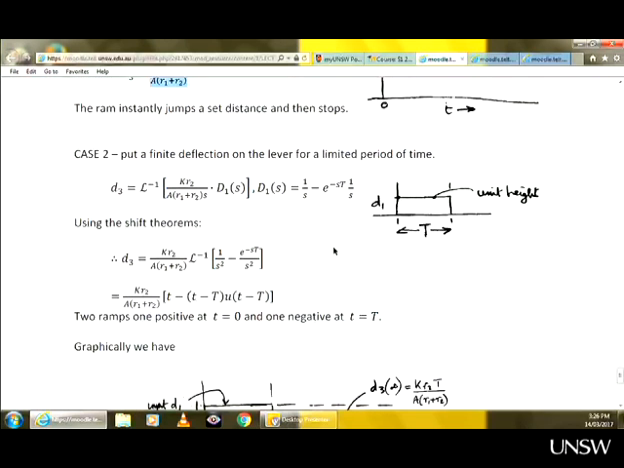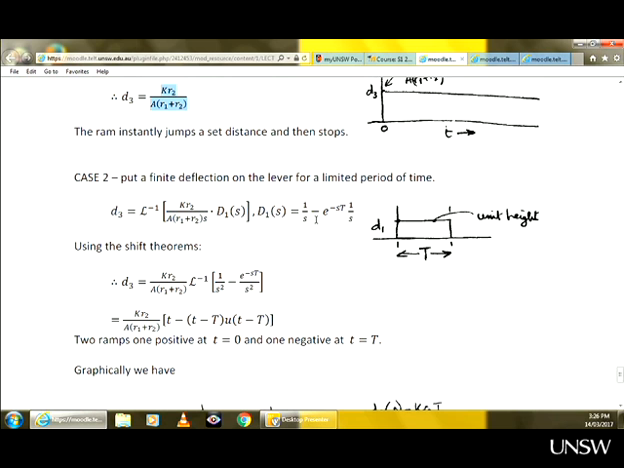Let's now consider a slightly different input. We call it a couple. So when you have a step input followed by a negative step input of the same size, just a few seconds later, so not immediately like an impulse. So you have two steps, one positive, one negative. This is known as a couple. And the time between those two steps, between the positive and the negative step, is capital T.